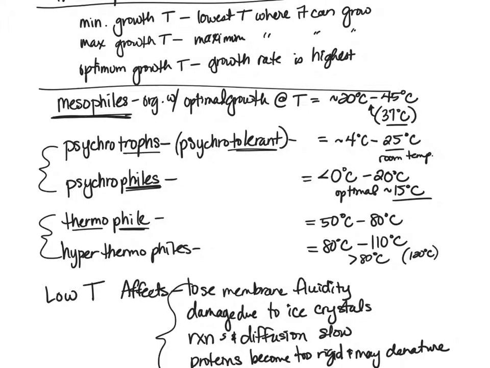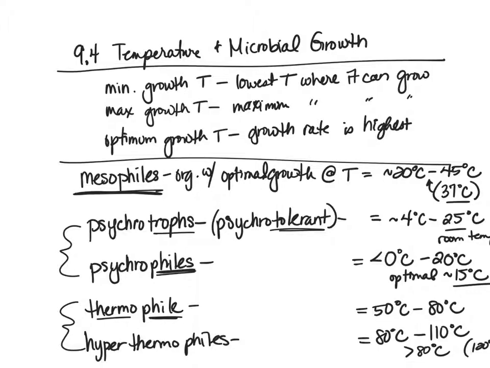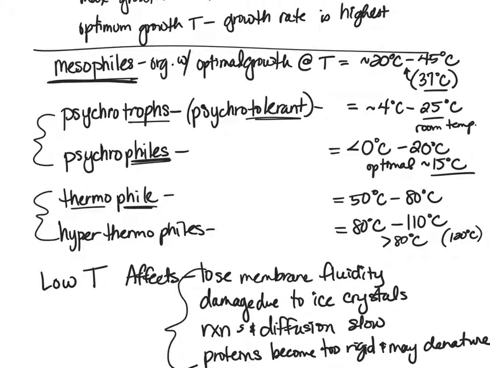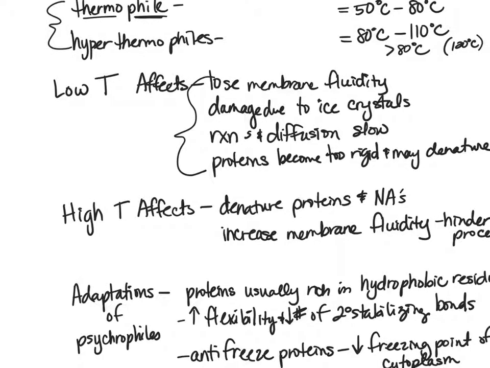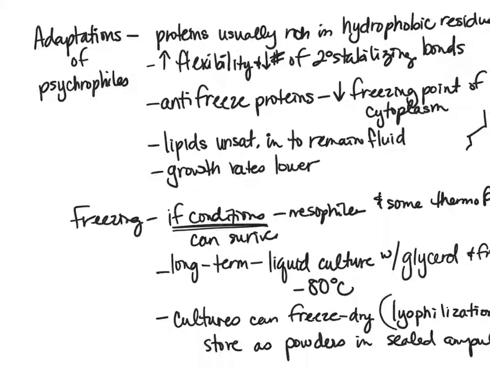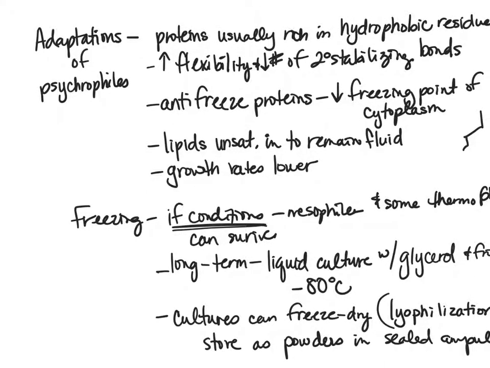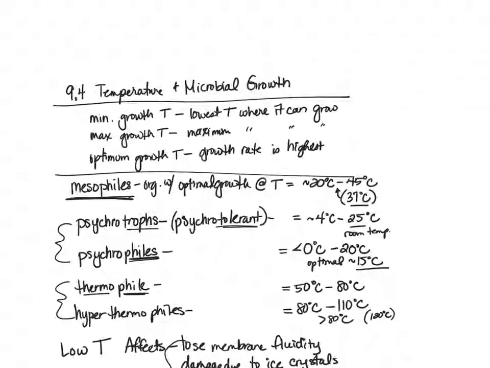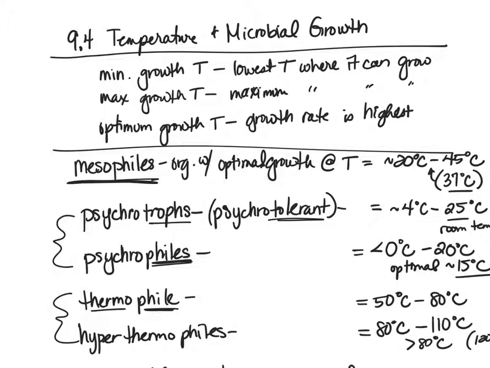So you should be familiar with all of these terms, these minimum growth temperature, maximum growth temperature, optimum growth temperature, and then these different terms and the temperatures that they work best in. They're optimal growth temperatures for mesophiles, psychrotrophs, psychrophiles, thermophiles, and hyperthermophiles, and the adaptations. So why it is that a low temperature is bad, why it is that a high temperature is bad for organisms, and then how those organisms that are psychrophiles, for example, or thermophiles or hyperthermophiles are able to adapt to get beyond that and not die because of it.